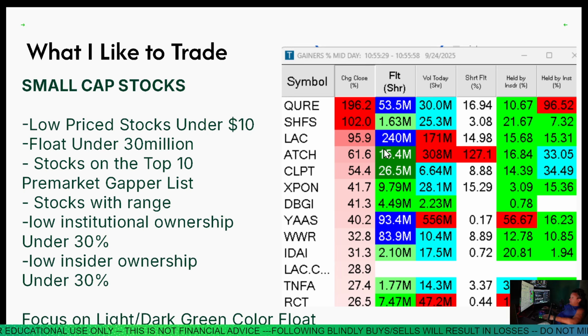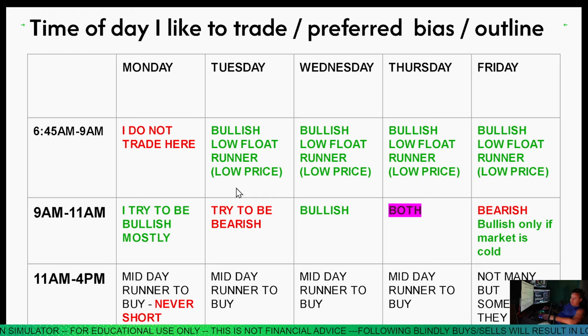This is the pre-market gap list. I like stocks that have range. So primarily you need to focus on the light and dark green color of the float. I try to avoid the dark blue, and I like to try to get the lightest of the green. Usually I like to look at this area here, like the top 10. Moving on to the next slide.